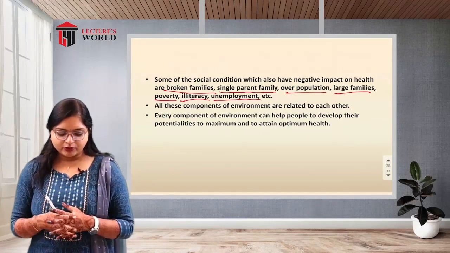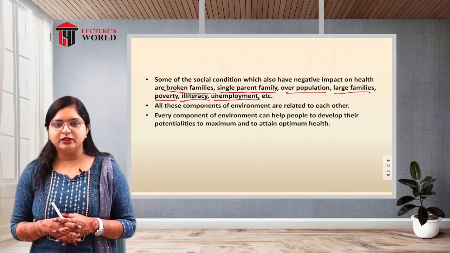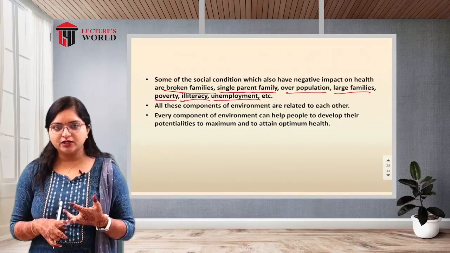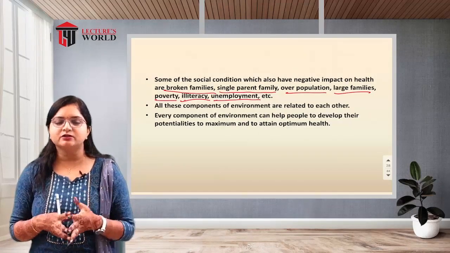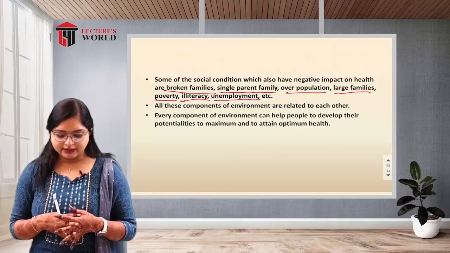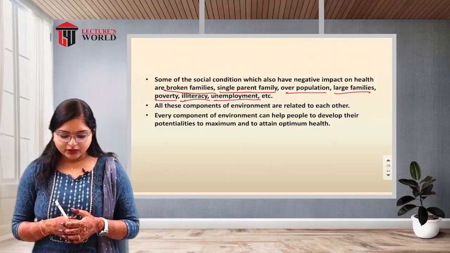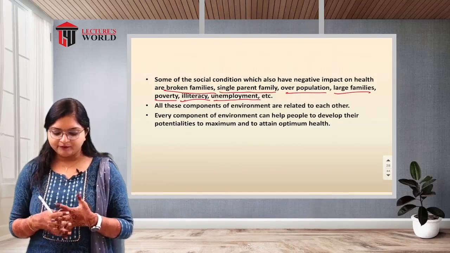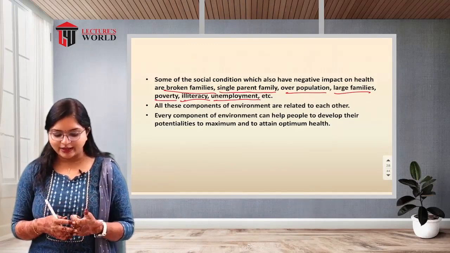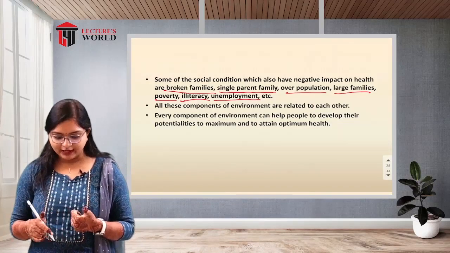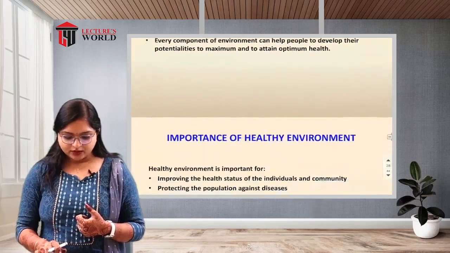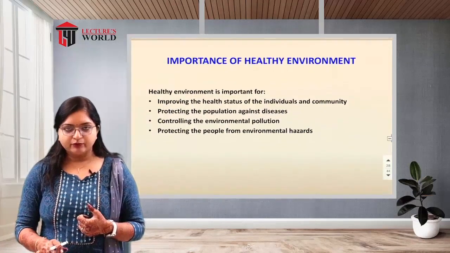And all these components of environment are related to each other, like physical, biological and social. These three components of the environment are related to each other. Every component of environment can help people to develop their potentialities to the maximum and to attain optimum health. So here we have completed the components of health.